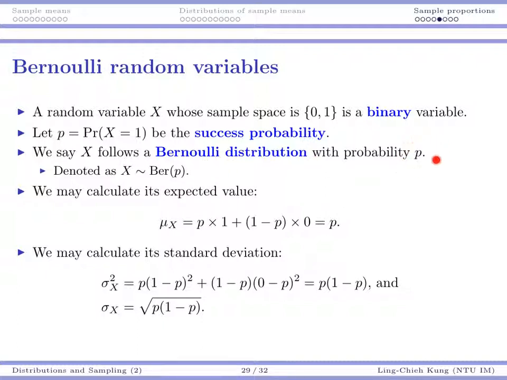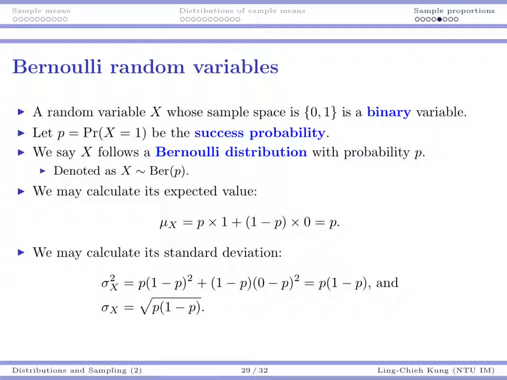This probability P decides the shape of your Bernoulli distribution, right? P may be small for this X, P may be large for another Y. Different variables may all follow a Bernoulli distribution, but their success probability may be different. We use this notation: X follows Bernoulli with probability P. Okay, now is the important part.